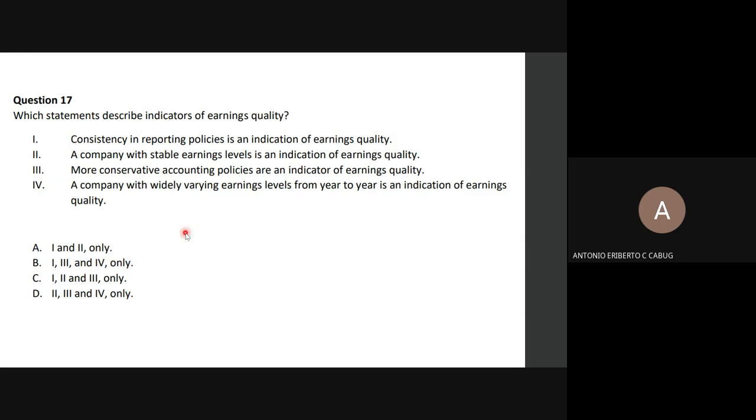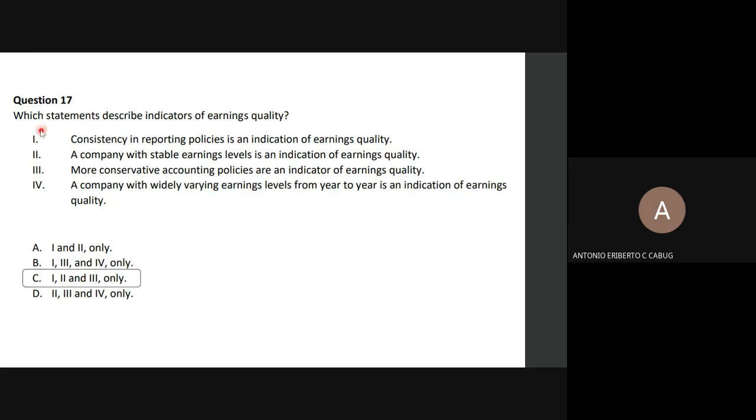Okay, let me read one by one. Consistency in reporting policies is an indication of earnings quality. A company with stable earnings levels is an indication of earnings quality. More conservative accounting policies are an indicator of earnings quality. A company with widely varying earnings levels from year to year is an indication of earnings quality. Is it A, B, C, or D? Enter now, everyone.